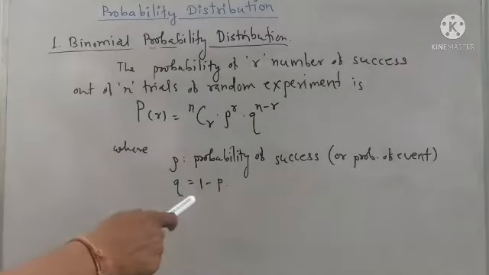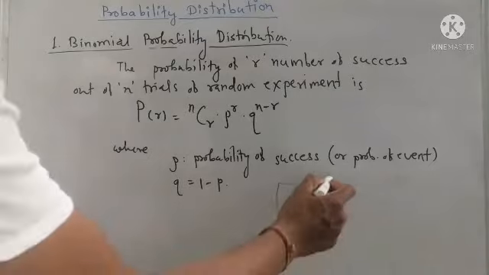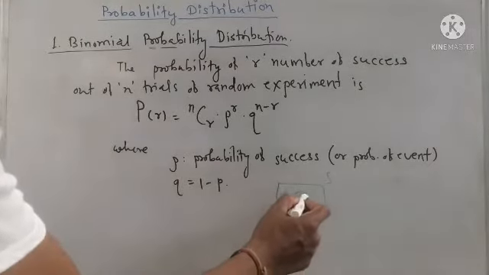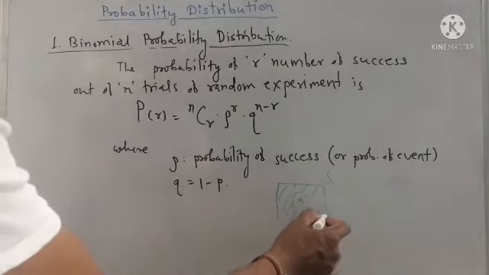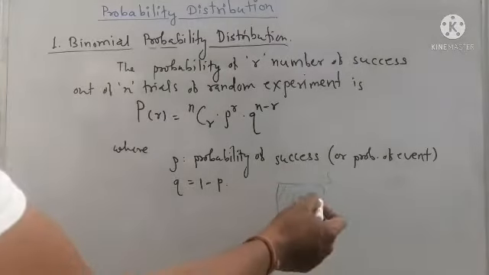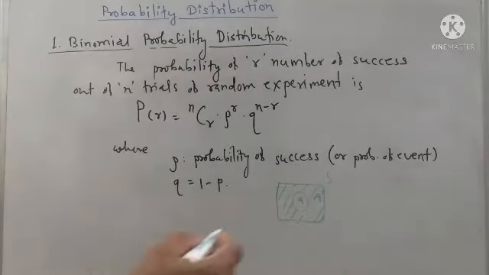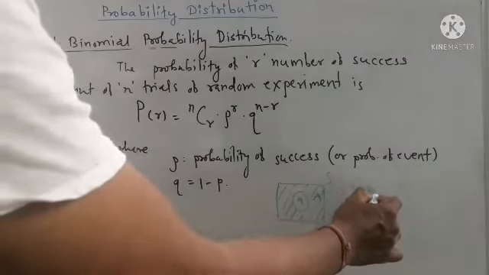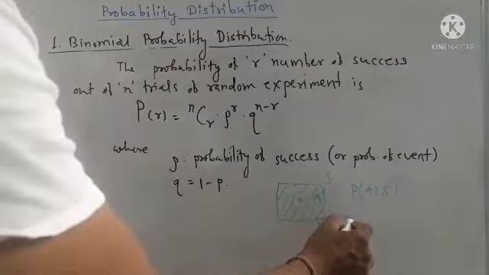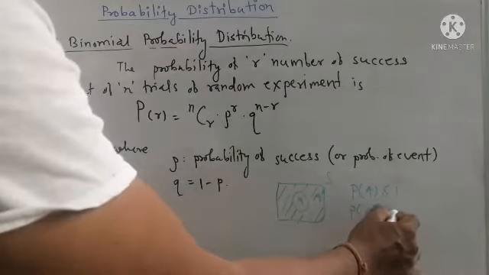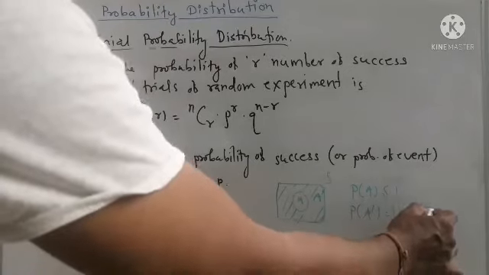Q is equal to 1 minus p. That means Q is the complement of p. Complement is a set: S is the sample space and A is an event. Then the remaining result in the sample space, the shaded part, is called A complement. As we know, probability of A is always less than or equal to 1, and probability of A complement is 1 minus P of A.